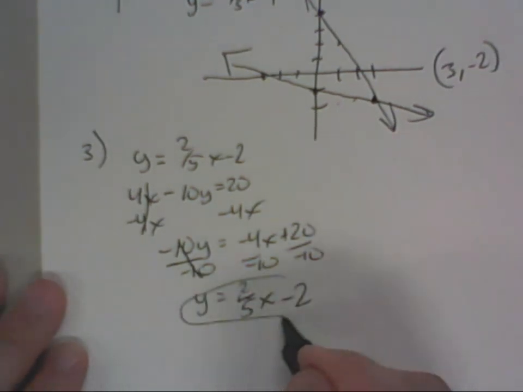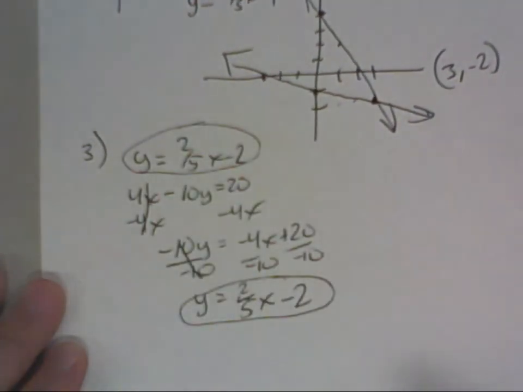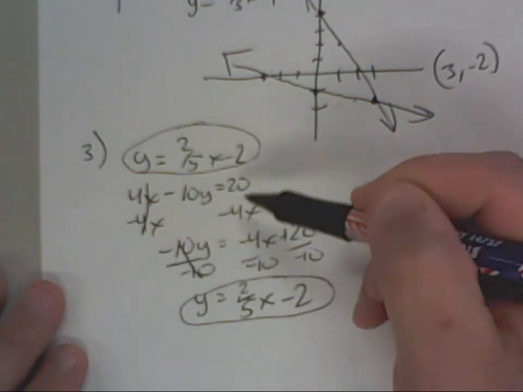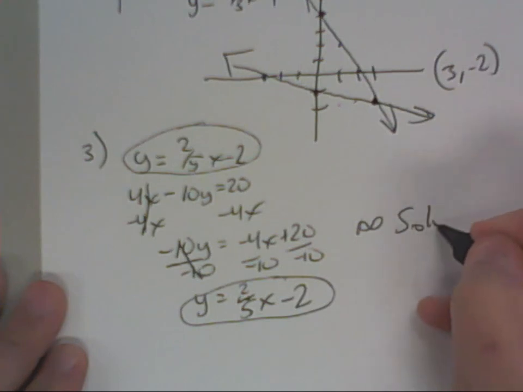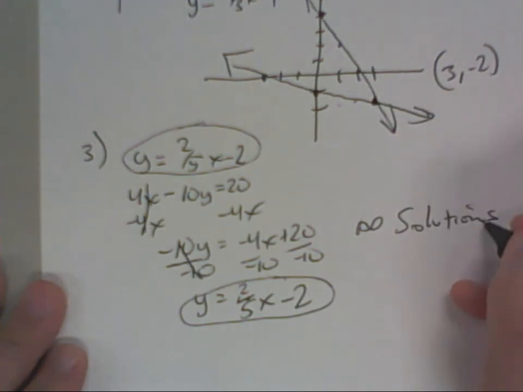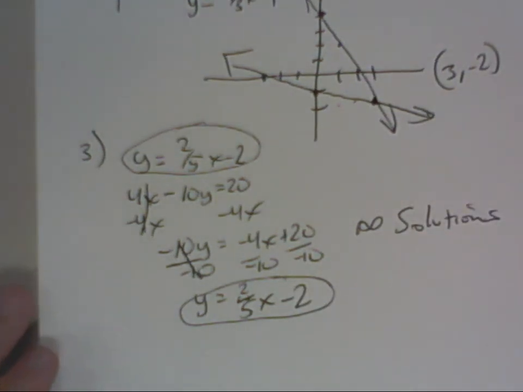I want you to look at how that compares to the very first equation. They have the same slope, 2/5, and the same y-intercept, which is negative 2. This has an infinite number of solutions and is a dependent system.